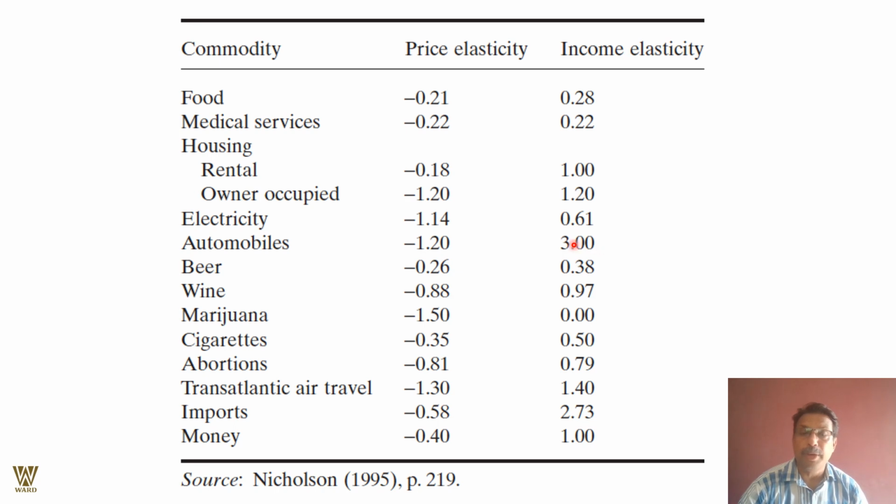People are moving around it no matter what the prices are. It is perfectly elastic out there. Beer: 0.26, 0.38. Negative for wine: 0.88, 0.97. People are consuming beers no matter what their incomes are. It's part of the lifestyle and so on and so forth.